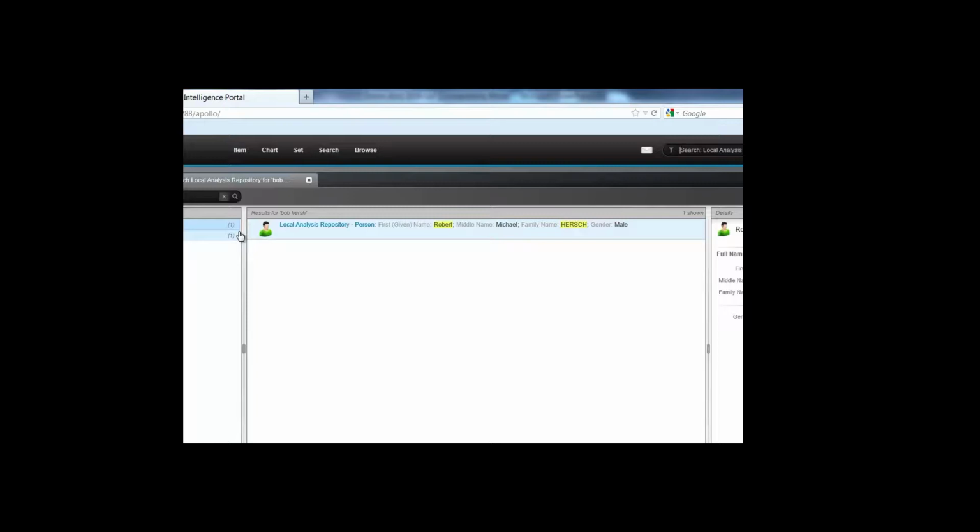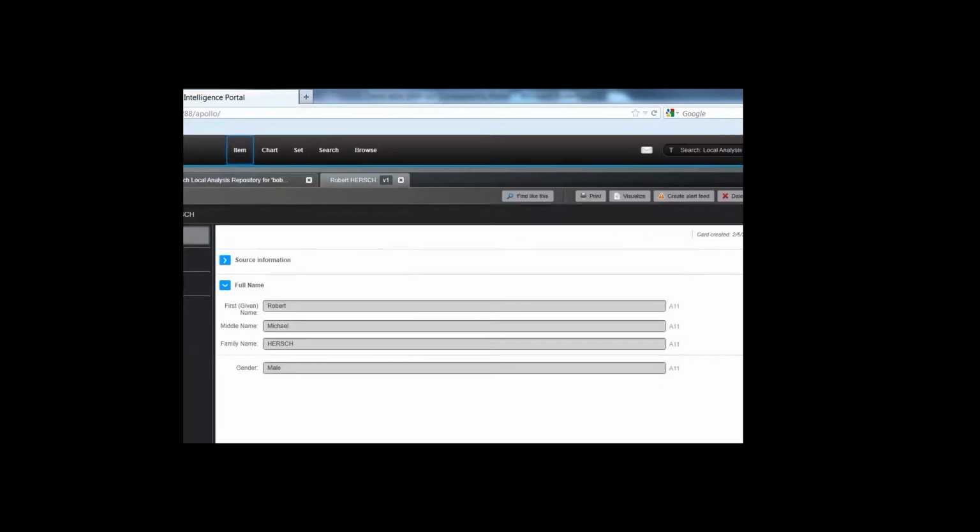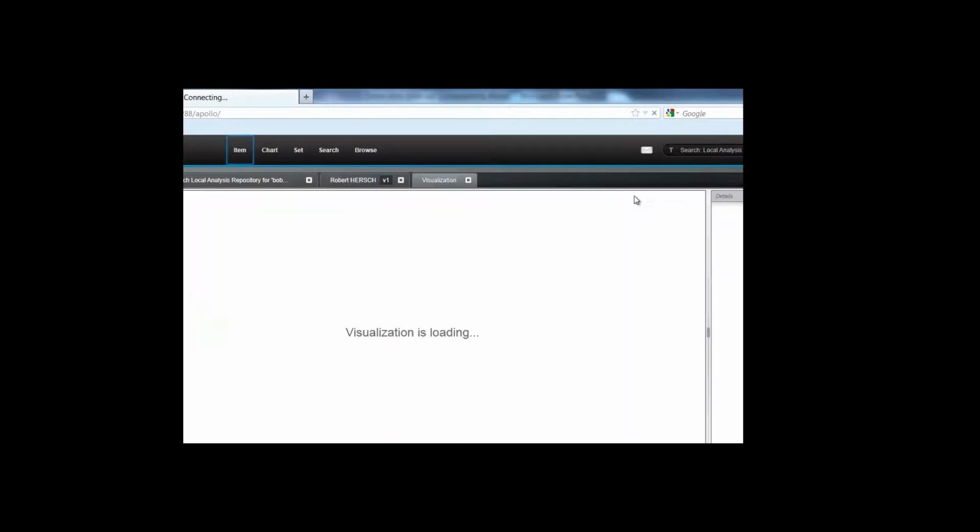Thanks to the fuzzy search logic, which takes into account things such as common name variations and human errors and typos, the tools were able to locate the most likely match in the repository, named Robert Hirsch, spelled slightly differently. From within the web portal, Chris is able to get a quick visual and verifies Mr. Hirsch's report.